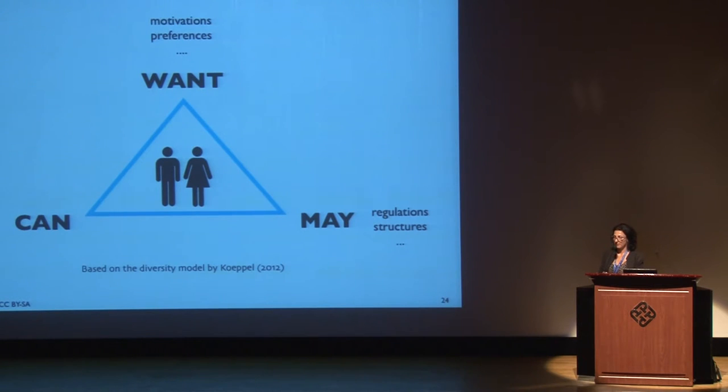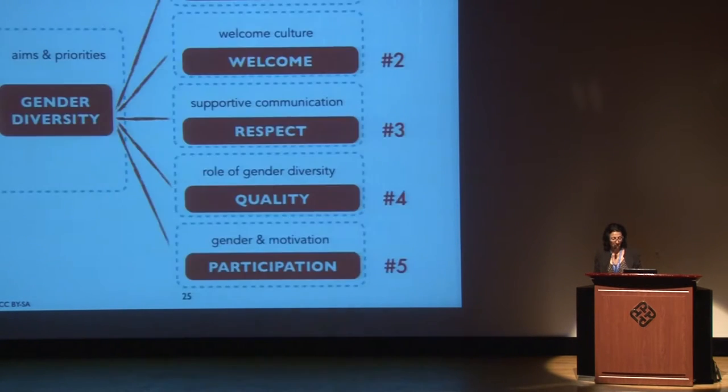Our very simple triangle, which helps us remember the important things, is the diversity triangle, which is really about can, want, and may. This means whenever we think about diversity actions, it's about what people can do, their abilities, their attitudes; what they want to do, their preferences and motivations; and what they may do, or are allowed to do, the regulations and structures that maybe prohibit them or allow them to do certain things. Just a very generic but helpful way to remember the different aspects.